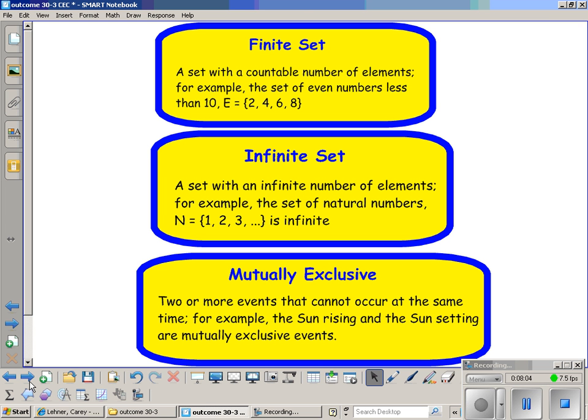Finite set: a set with a countable number of elements. For example, the set of even numbers less than 10 is simply {2, 4, 6, 8}. It's a finite set because we can actually count how many are in that set. Whereas an infinite set is a set with an infinite number of elements. For example, the set of natural numbers, 1, 2, 3, dot, dot, dot, because natural numbers will continue on to infinity. So that is an infinite set.